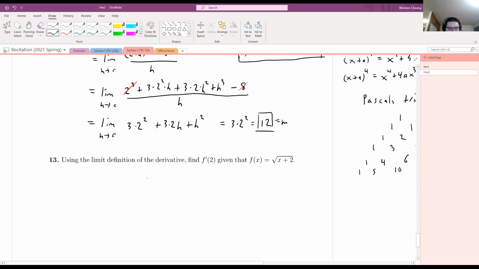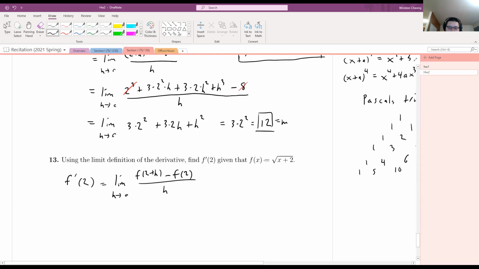So we start, what are we trying to compute? Problem says f prime of 2. Okay. Take the limit, recall the limit definition of derivative. So f of 2 plus h minus f of 2 all over h.